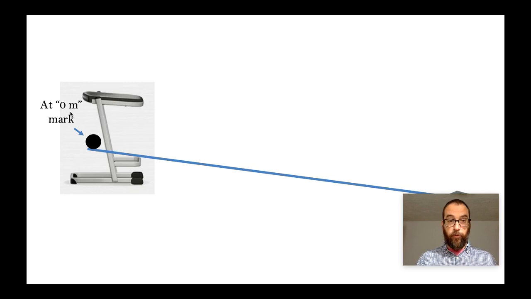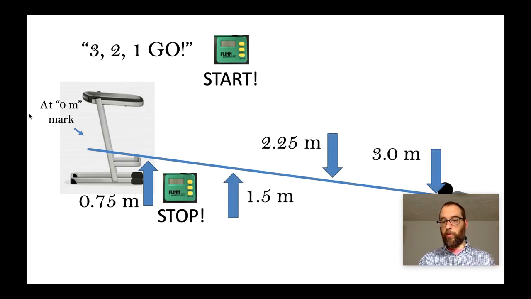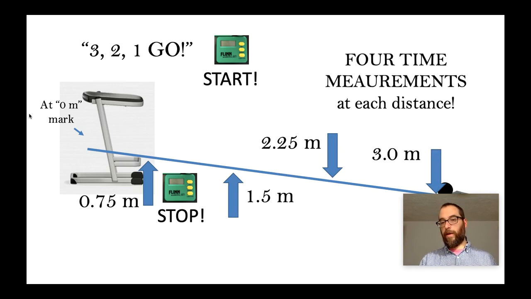Here's how it goes. The person rolling the ball says 3, 2, 1, go, and she lets the ball go. At that same point, when she says go, the timers start their timers, and when the ball reaches 0.75 meters, they stop it. Now you have 2 people timing, so that's going to give you 2 times showing how long it takes the ball to get from 0 to 0.75 meters. All right. Then you roll it again to get a total of 4 trials, and then repeat from 0 to 1.5, 0 to 2.25, and 0 to 3 meters, giving you a total of 4 time measurements for each distance.